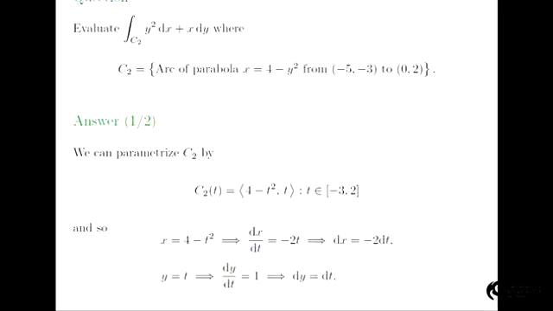Okay, so let's try this one from the get-go. What I want to do is evaluate over C y squared dx plus x dy. So I have a parabola. How does this parabola look? x is 4 minus y squared, so minus y squared plus 4. It looks like this, I believe. I hope that's right. Minus 5, minus 3, zero.